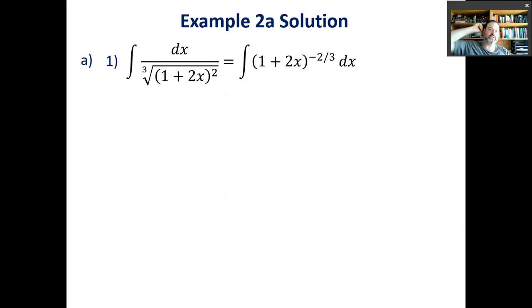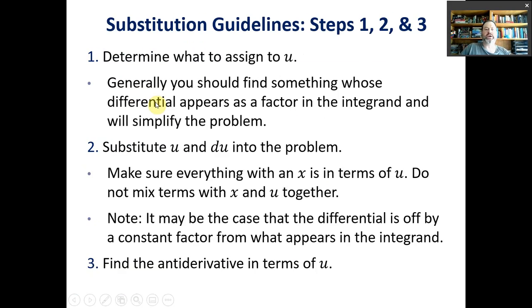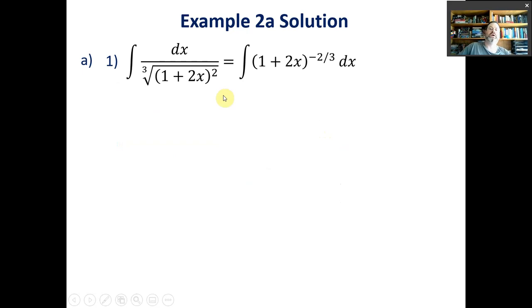All right, so this is part A, and again, I'm labeling the steps here, step 1 through 4, just to show you how it goes. First step, right, so let me just go back and show you. Determine what to assign to u, then substitute, then antiderivative, okay? So you look at this, and it doesn't look like there's an inside function or an outside function. Make sure you rewrite it so that you can use your power rules. Once we're here, you can see that 1 plus 2x is some sort of inside function. So that's what we should call u.